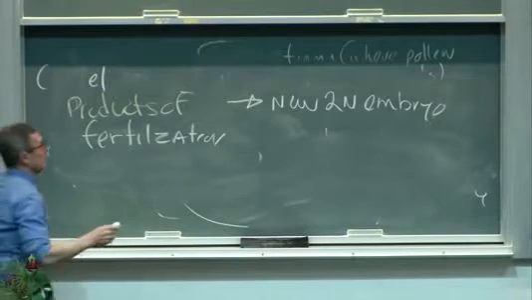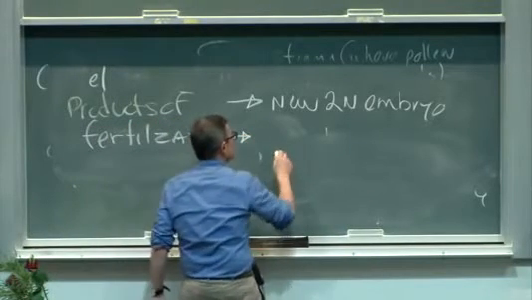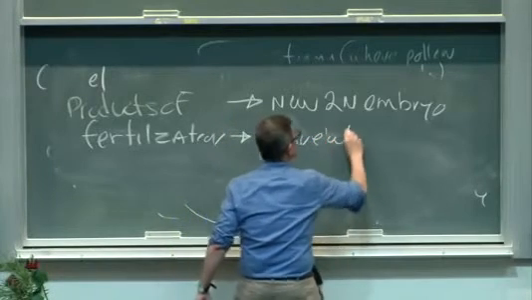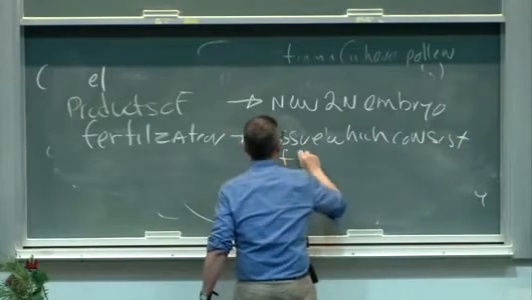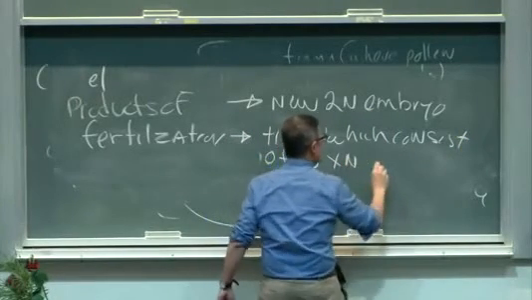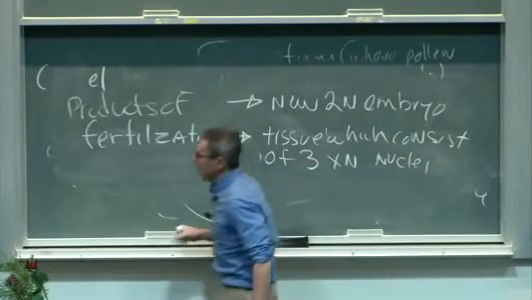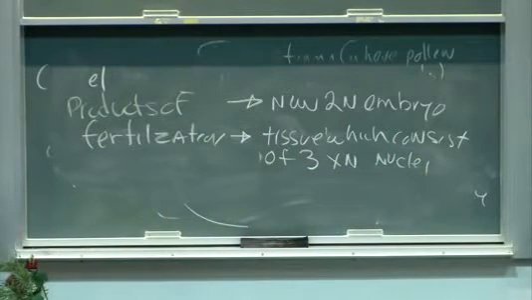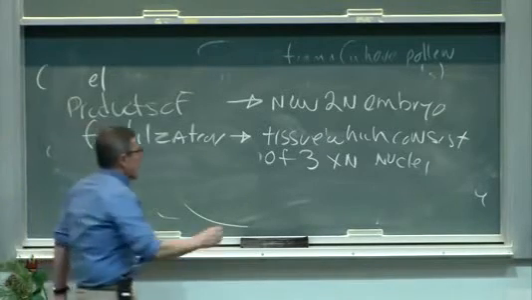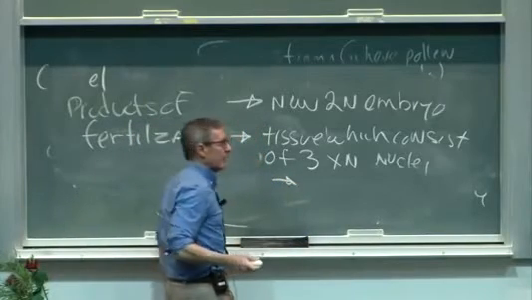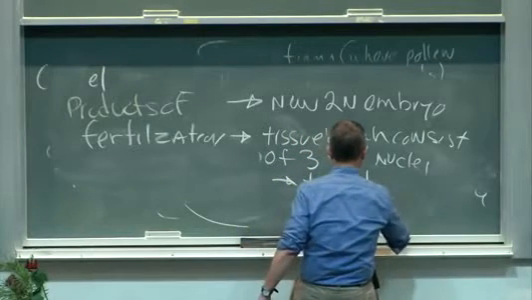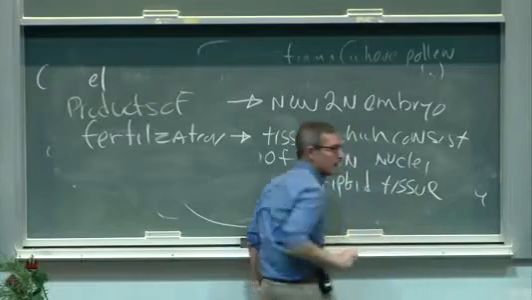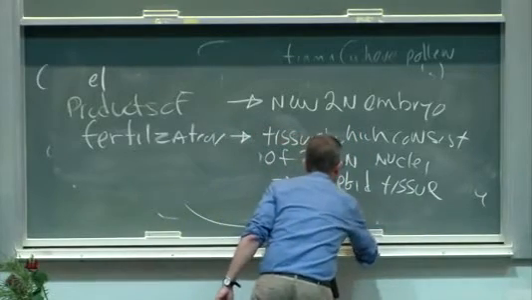The other product of the fertilization is a tissue which consists of 3 times N nuclei. You have the N nucleus of the sperm and the 2N nuclei of the polar nuclei, to make up a cell which will develop into a triploid tissue, which we're going to talk more about later on. A triploid tissue, which is 3N.